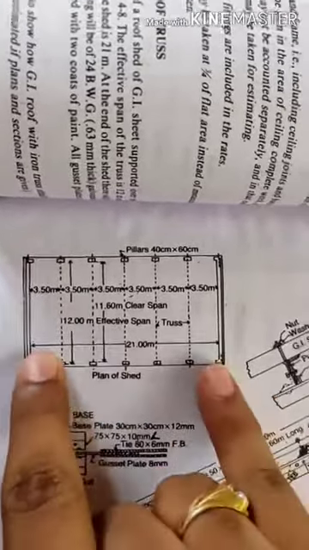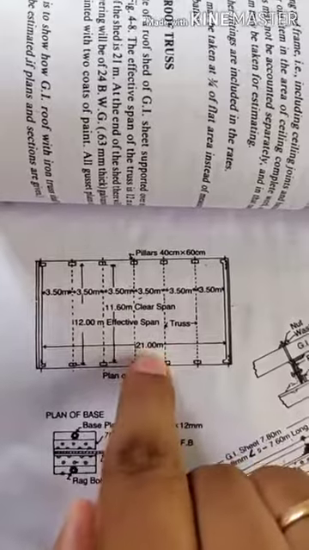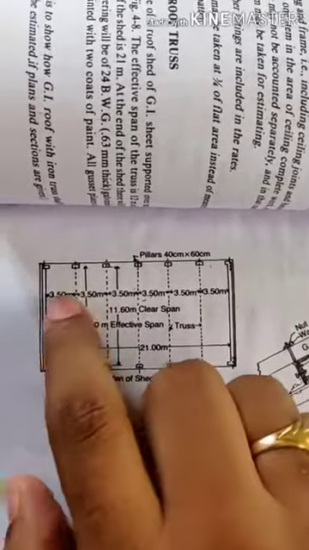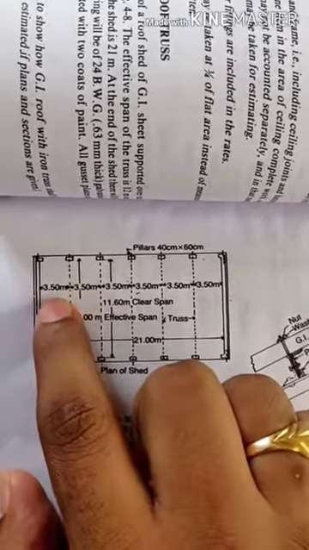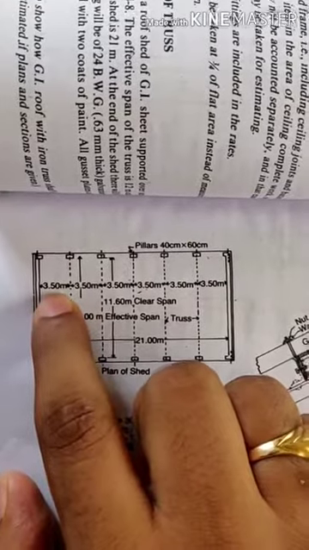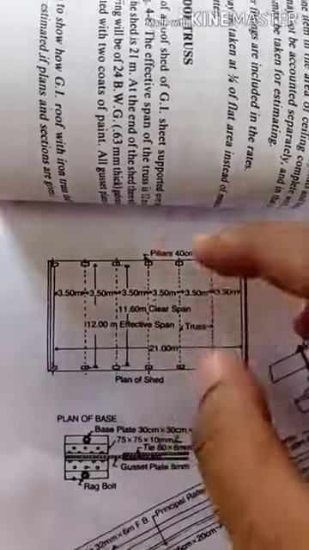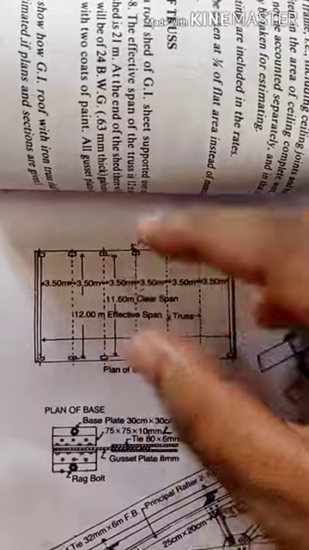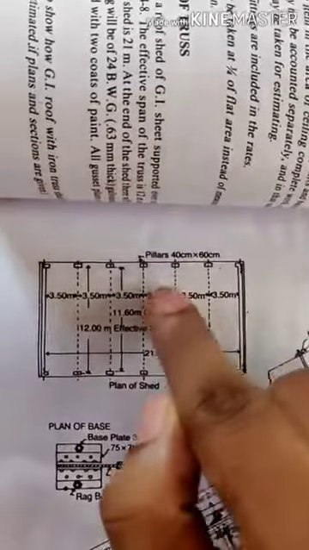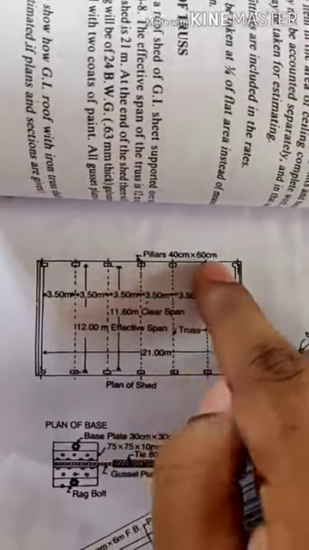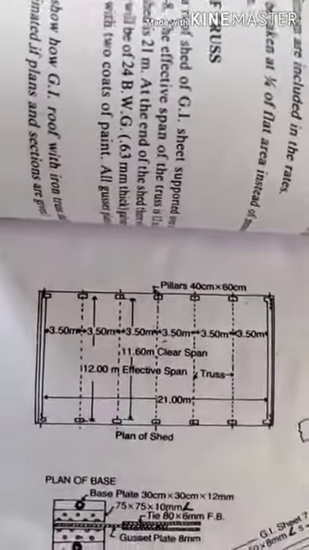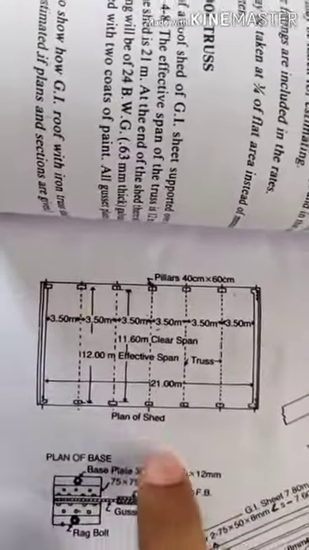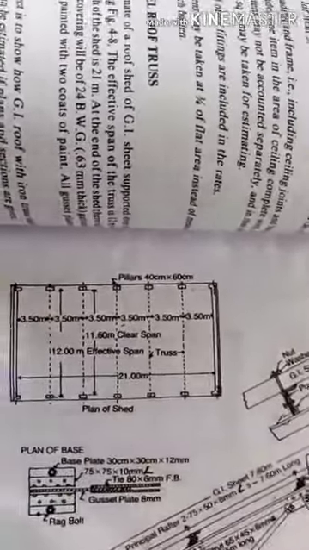The total length of the shed is 21 meters. Each truss is placed at a center to center distance of 3.5 meters. And this is a clear span in the shorter direction. The pillars are 40 centimeters by 60 centimeters. Right, so this is the given plan of the truss.